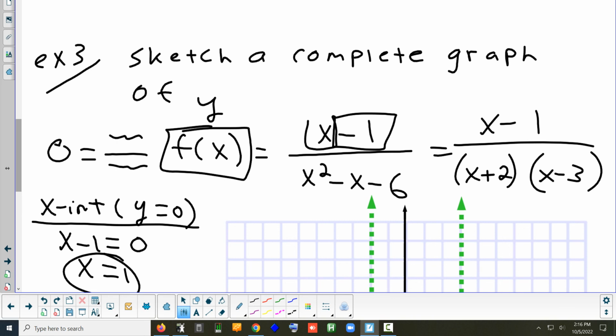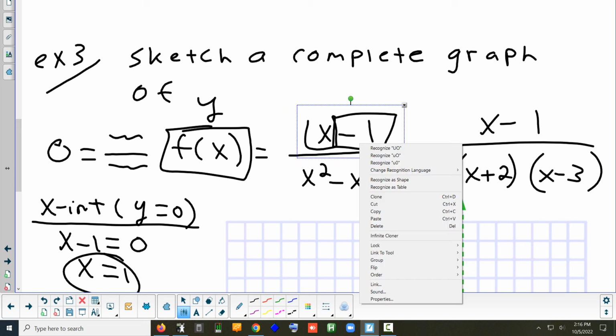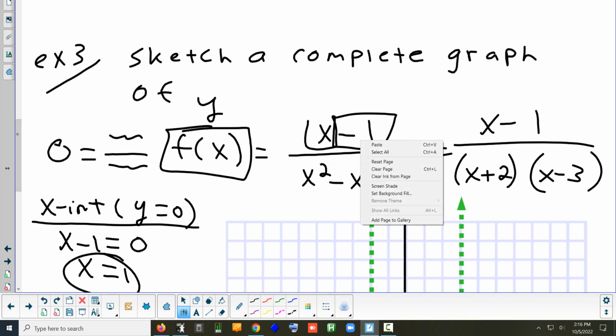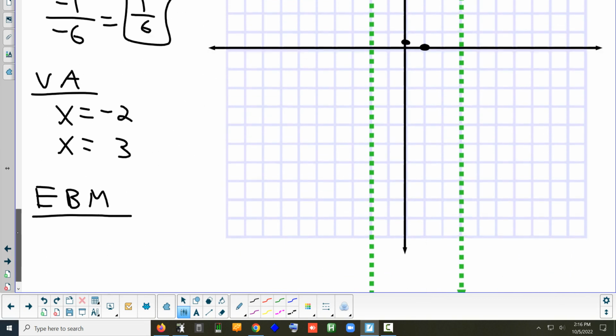If I say let x be 1,000, then this first one turns into 1,000, and this second one is going to stay -1 all the time. This x is what's going to control everything, because it's going to get bigger and bigger and bigger, and this -1 is basically nothing. It's just -1, which gets to be insignificant as x gets to be in the millions. So the EBM of the top is x.